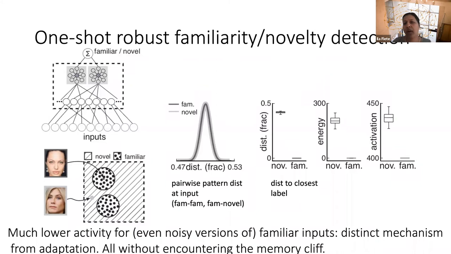So this is a mechanism for novelty detection that's distinct from things like adaptation, which are other mechanisms that people have proposed for performing novelty detection in neural circuits. And the point is that because of the very large capacity of this network, it's possible to imagine using a relatively small network to learn things over a lifetime, and then do novelty detection or familiarity detection on items in an online streaming setting as we encounter and learn things, without encountering the memory cliff where you fall off, right? So that is the point of having these exponential capacity networks that can do label retrieval and novelty detection.